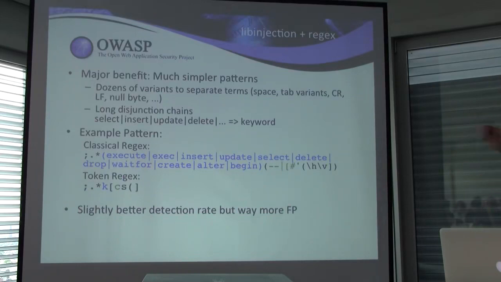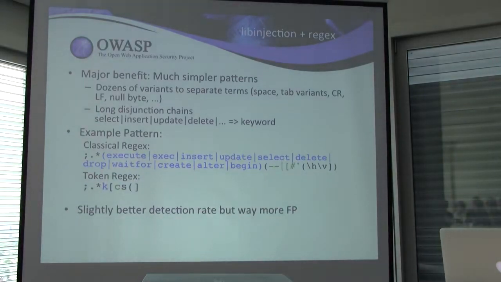One other benefit regarding simple patterns is that you don't have these long disjunction chains saying is it select, is it update, is it insert. Basically everything is a keyword or a starting keyword. So here is one example: you have this classical regex, and the token representation gets much shorter and simpler.